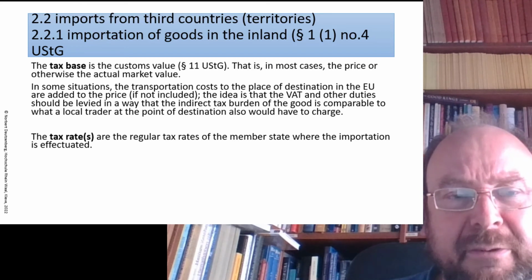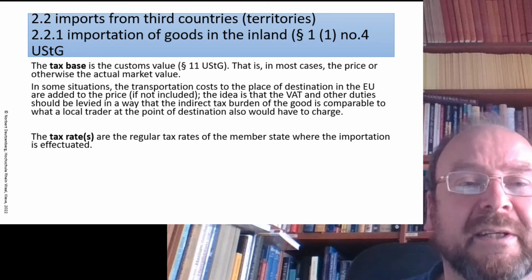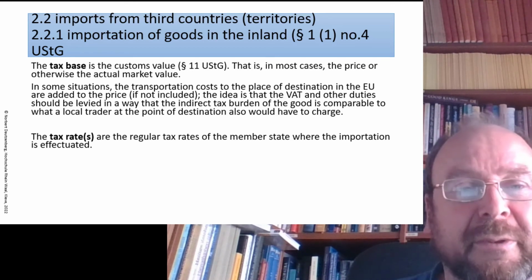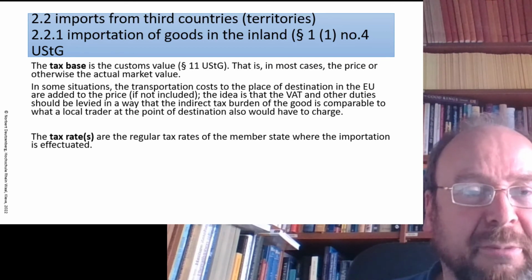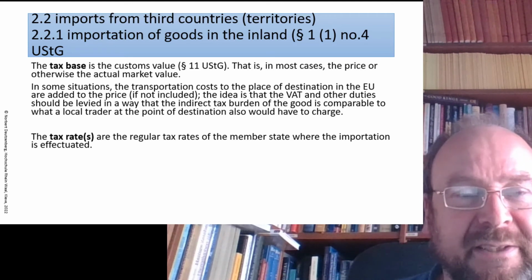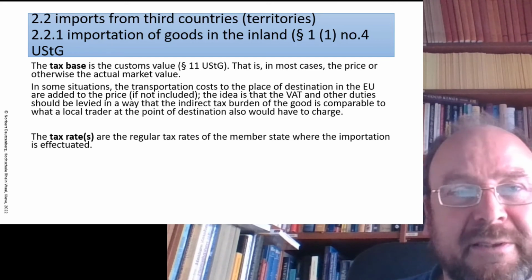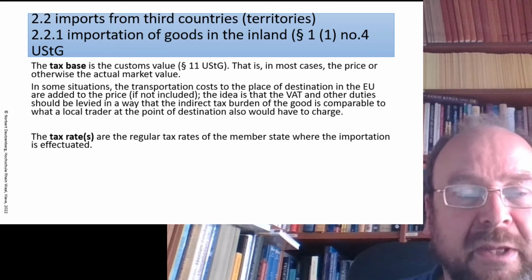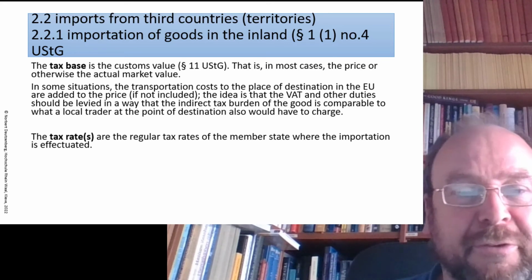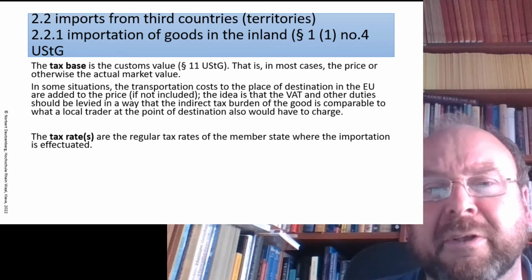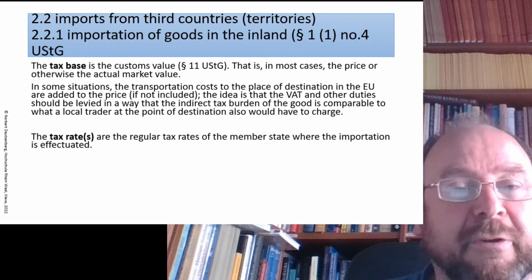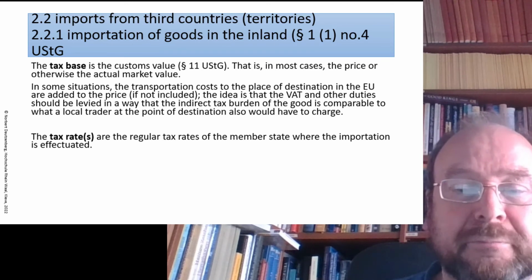The tax rates, however, are the regular tax rates of the member state where the importation tax takes place. So when you import something in Germany, then the importation VAT will regularly be 19% at the moment. This is 2022. And the reduced rate will be 7%, for example, for chocolate, for milk, for coffee in the form of coffee powder, and things like that, or for books, 7%.